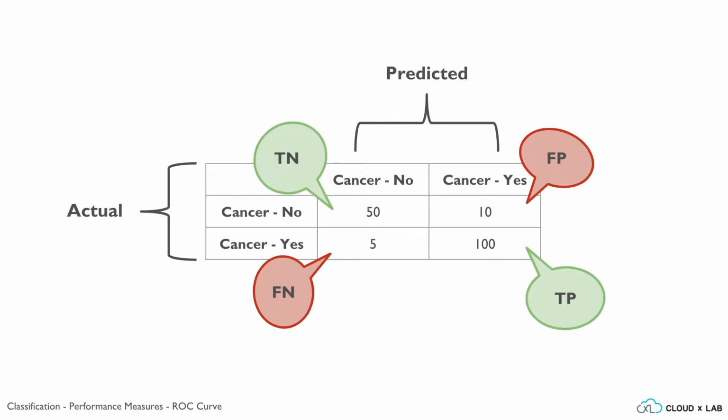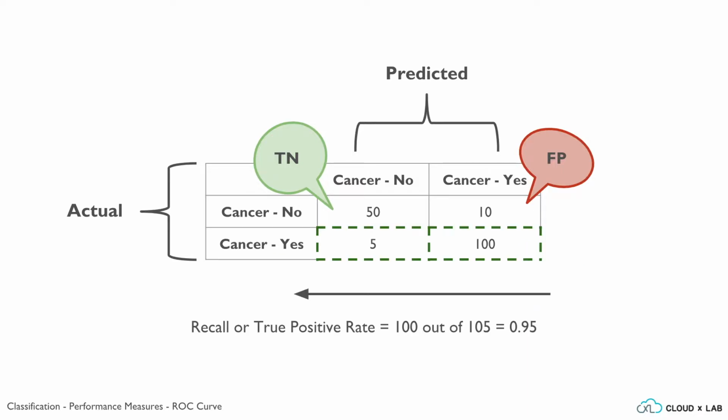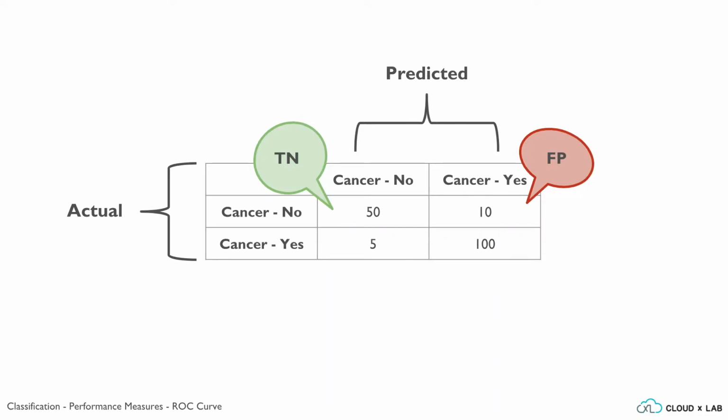The recall is known as the true positive rate. The false positive rate is the ratio of negative instances that are incorrectly classified as positive. It is the measure which tells us what proportion of the patients that actually were not having cancer are classified as having cancer by the model. Here the false positive rate is 10 out of 60, which is 0.17.